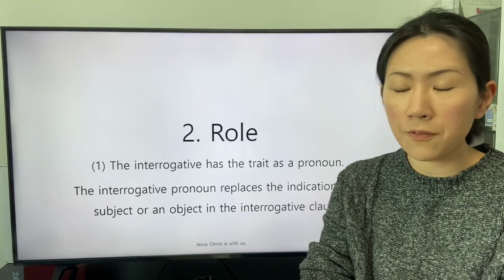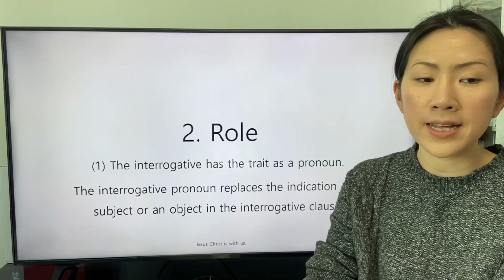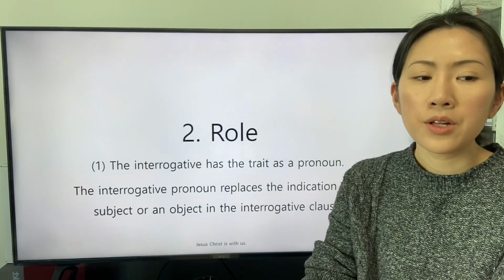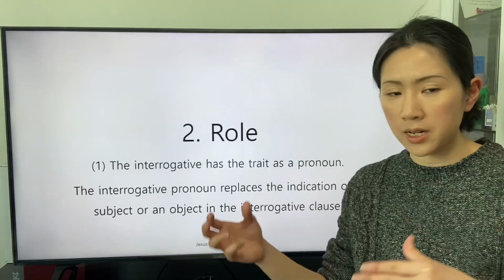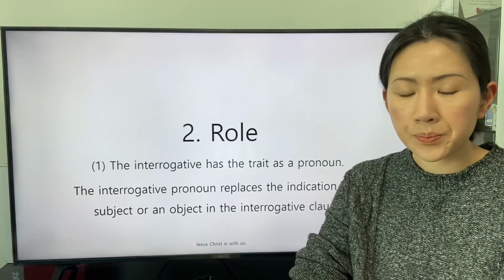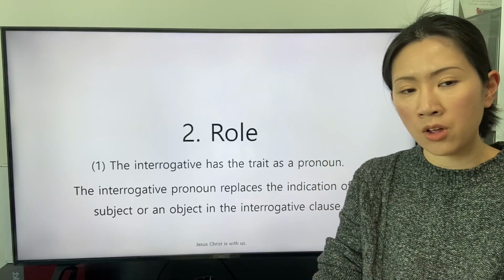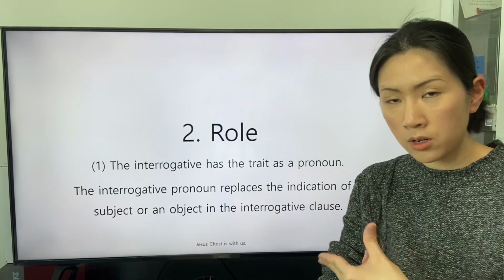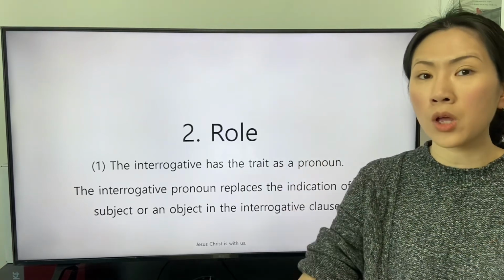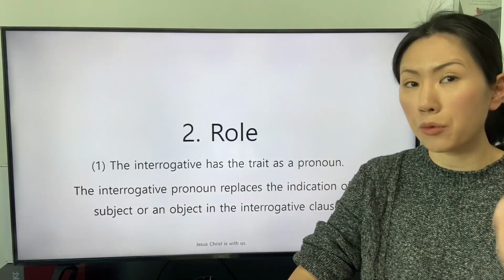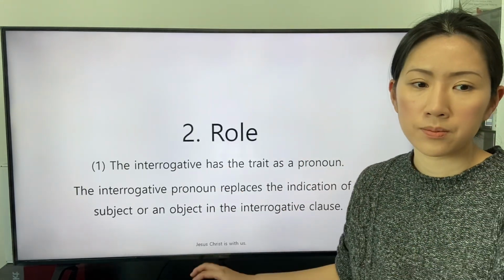The first role of the interrogative is this. The interrogative has the trait as a pronoun. The interrogative pronoun replaces the indication of a subject or an object in the interrogative clause. As an indication is applied as a subject or an object in the clause, the interrogative pronoun also has the role as a subject or an object in the interrogative clause.